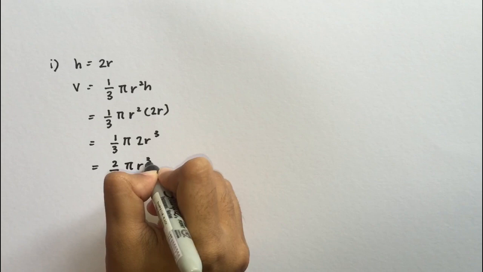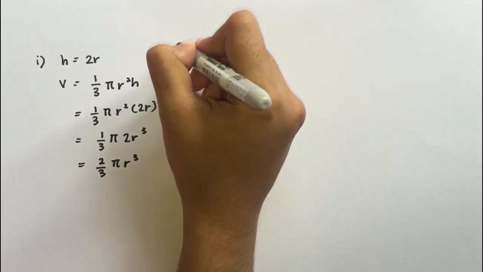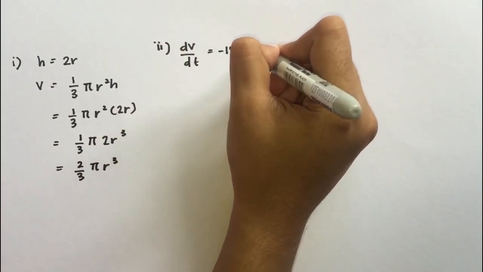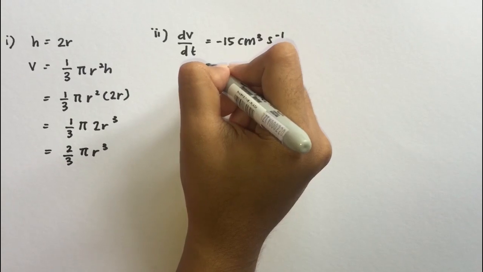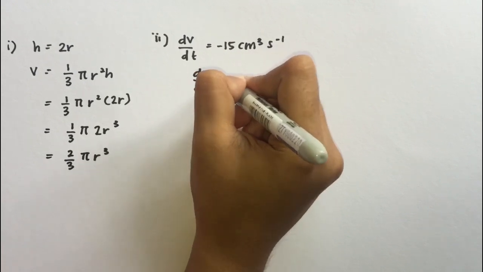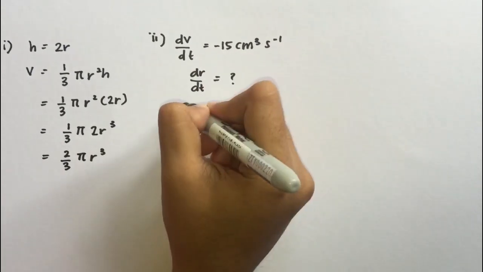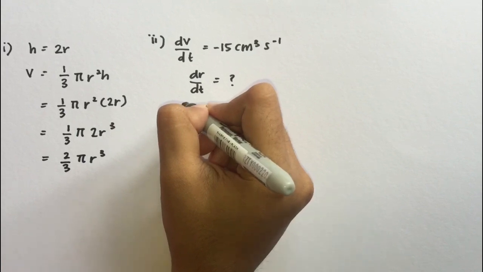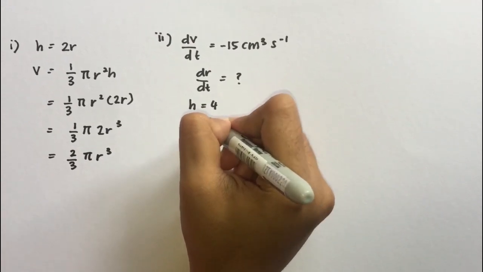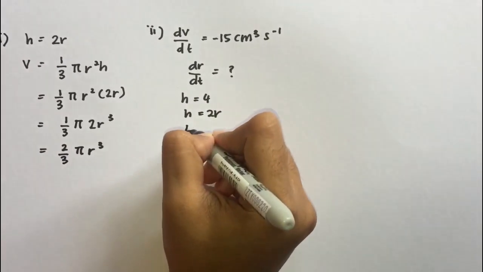From question number 2, it states that the rate of water flows out is 15 cm cubed per second. So it means dV over dt is equal to negative 15 cm cubed per second because it flows out. We have to find how fast is the radius of the surface of the water changing at an instant when the height of the water is 4 cm. So it means we have to find dr over dt.